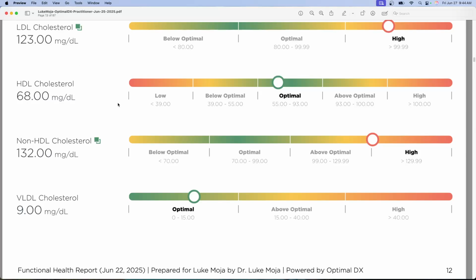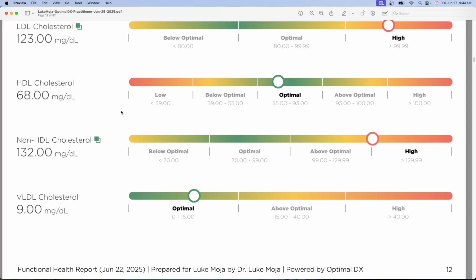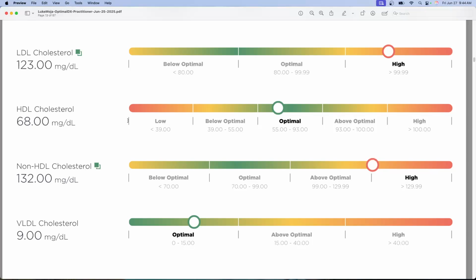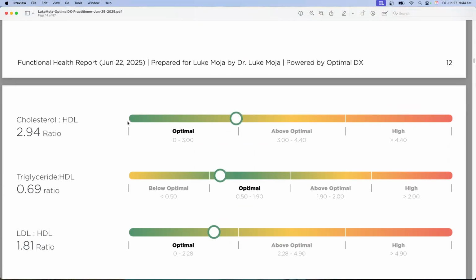So it may be interesting to run a particle number test on me at some point. I do have some family history of cholesterol issues and high particle numbers, so I probably at some point want to check into that, but these numbers don't concern me too much because the ratios here are all pretty good.